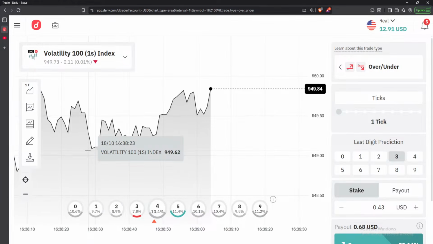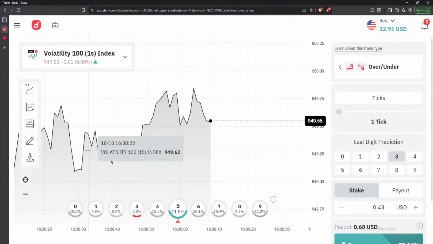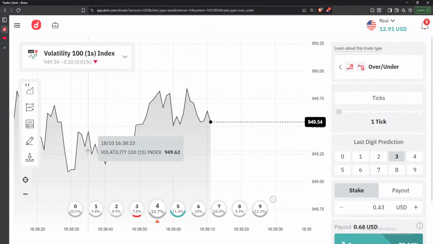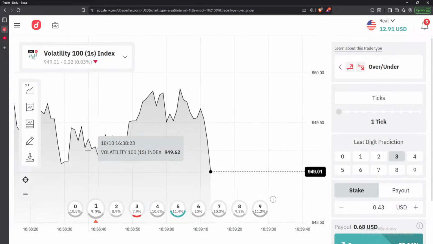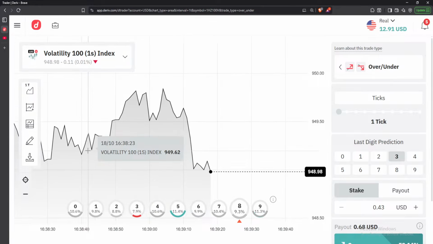I want us to go directly into it, and we'll be covering a lot in Deriv. We'll be looking in depth at over 3 and under 6, because these are the two markets that, if you do them correctly, you'll actually make a really good amount of profit every single day without fail.